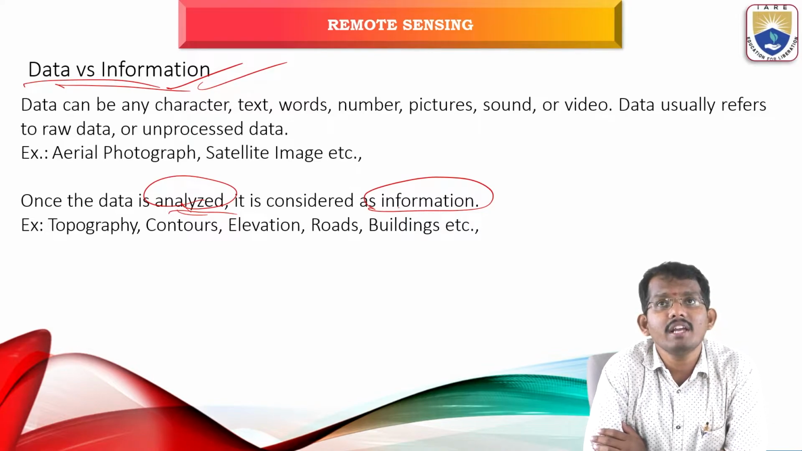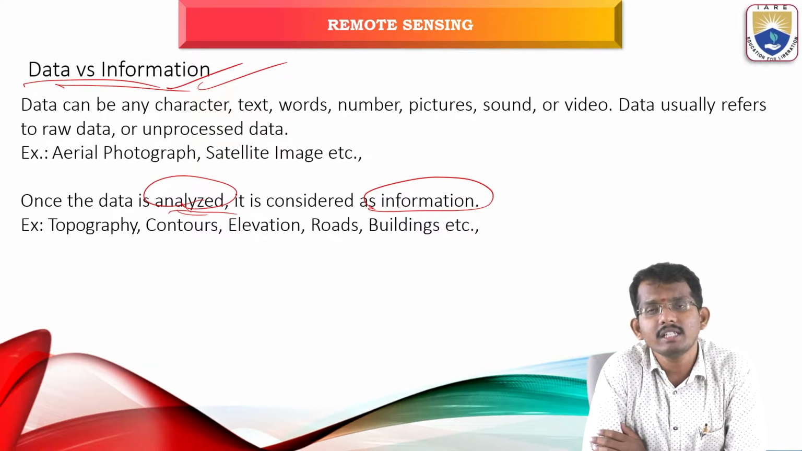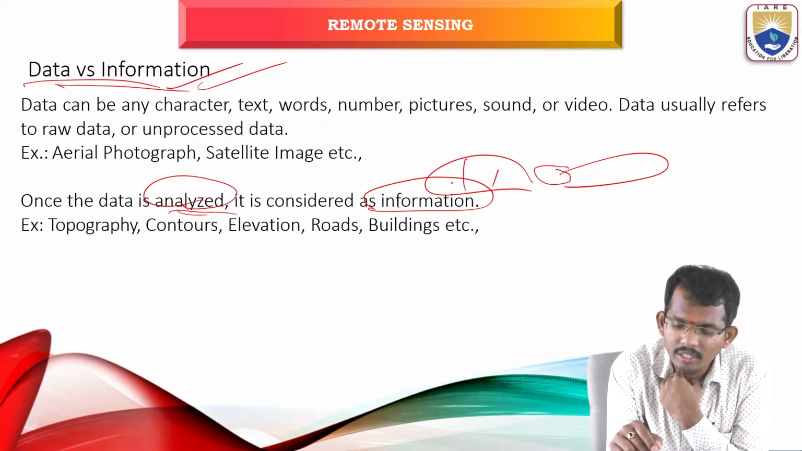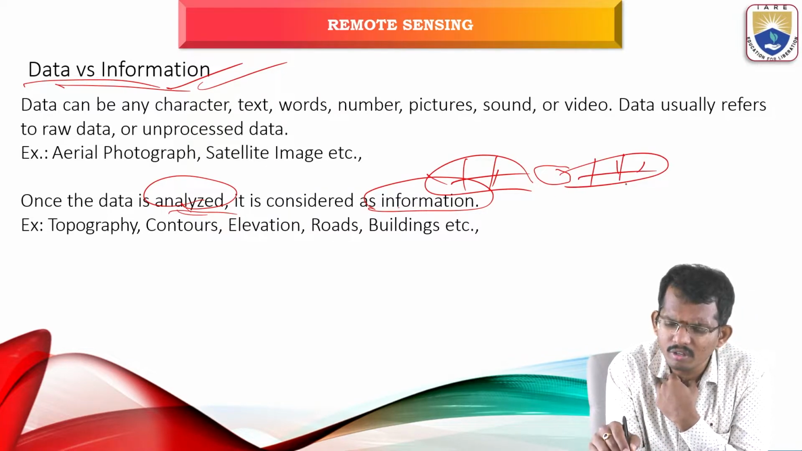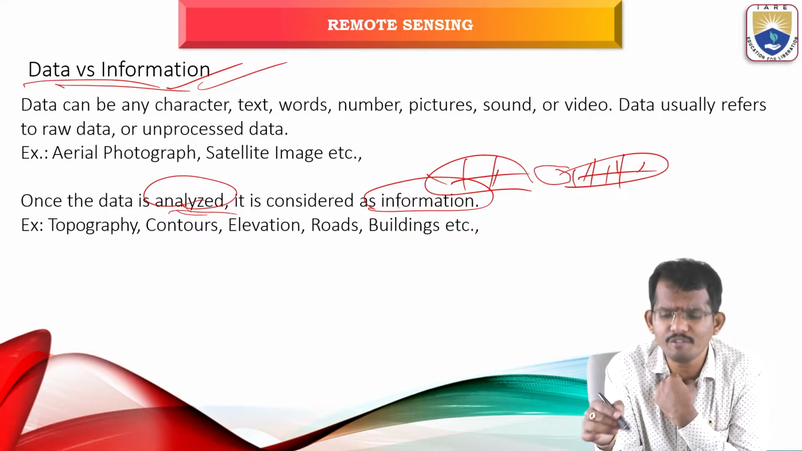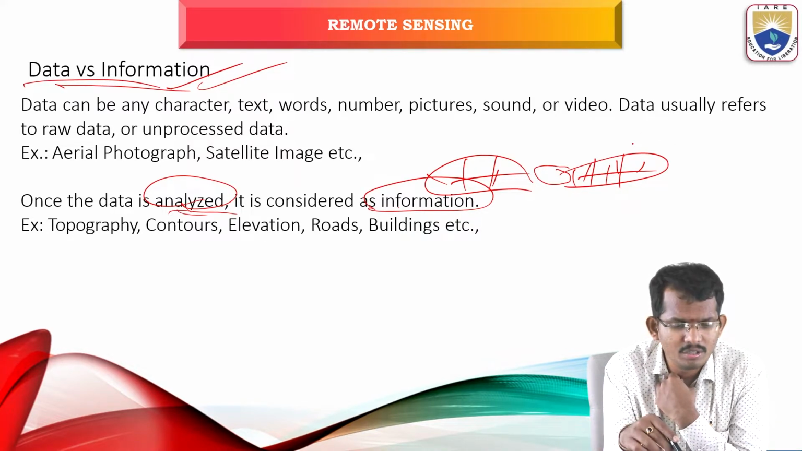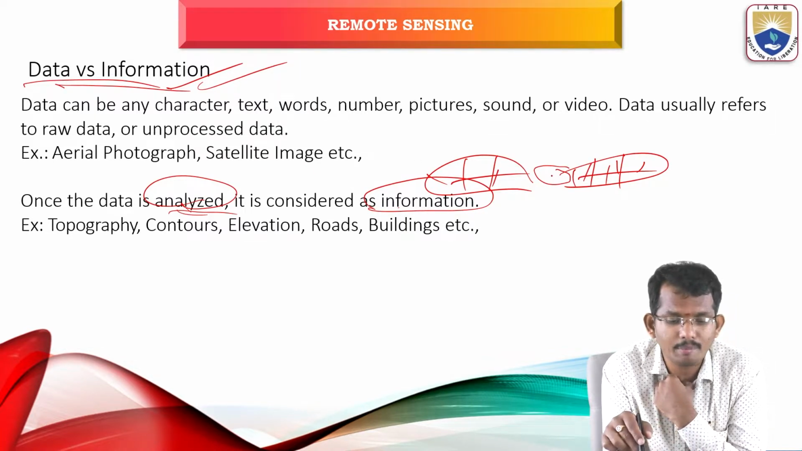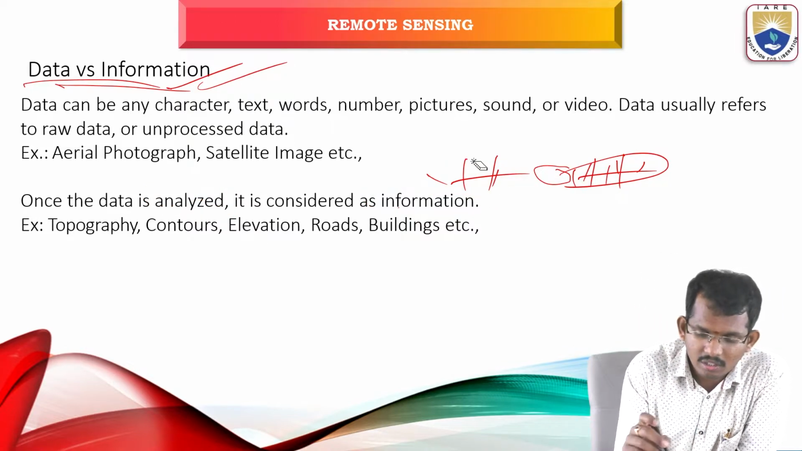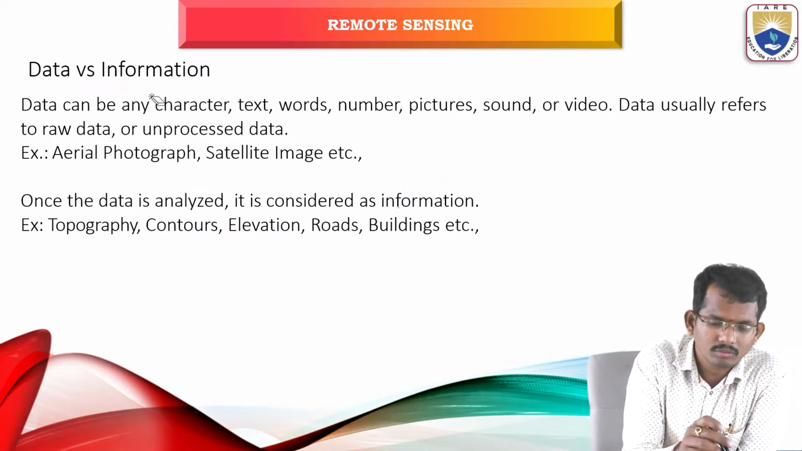So data can be any character. Here the satellites which are in space can observe the data in terms of word, texture, sound, picture, video, anything. They can observe in any format. Data usually refers to raw or unprocessed data. Aerial photographs and satellite images are the unprocessed or rough data. Once the data is analyzed, it is considered as information.